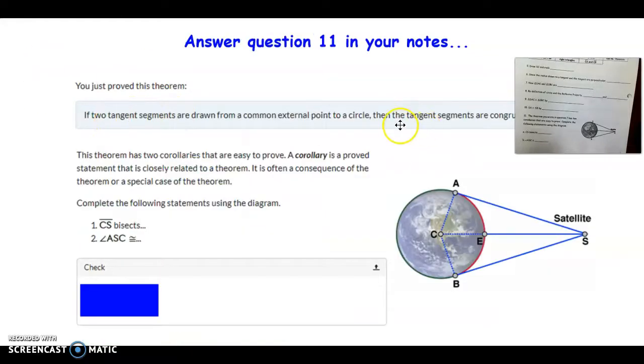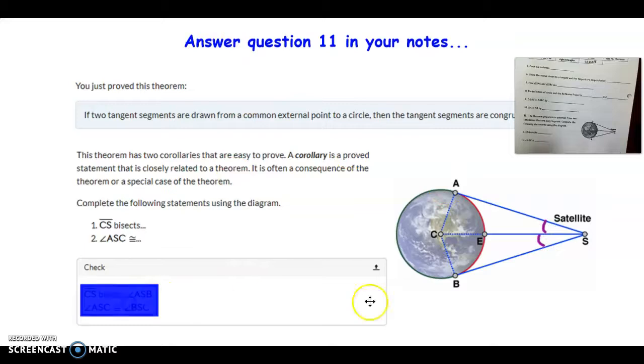So we just proved that theorem, and we have, as a result of that theorem, two corollaries. Now, a corollary is just a statement that is proved that's closely related to the theorem. So it often comes as a result of the theorem. And so we have two statements that we can complete because segment SA and SB are congruent. Now we know that segment CS is an angle bisector. It is bisecting angle ASB. And so if it's bisecting angle ASB, then I know I have these congruent parts as a result.